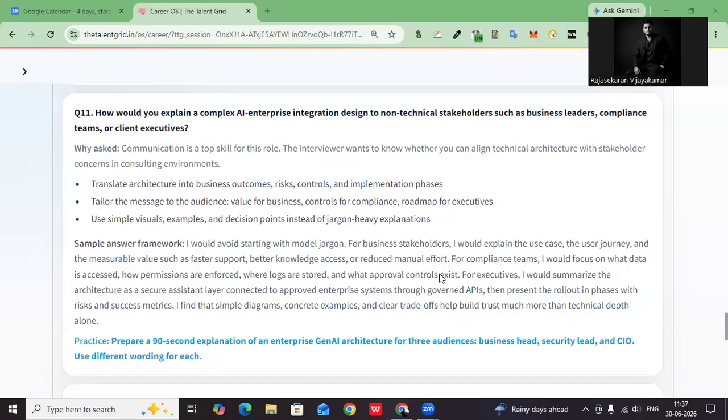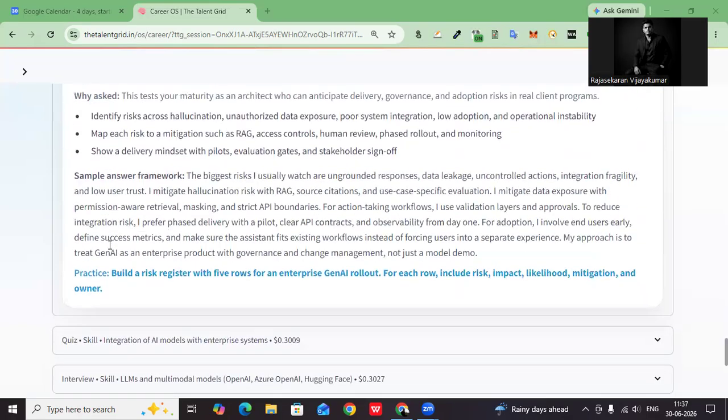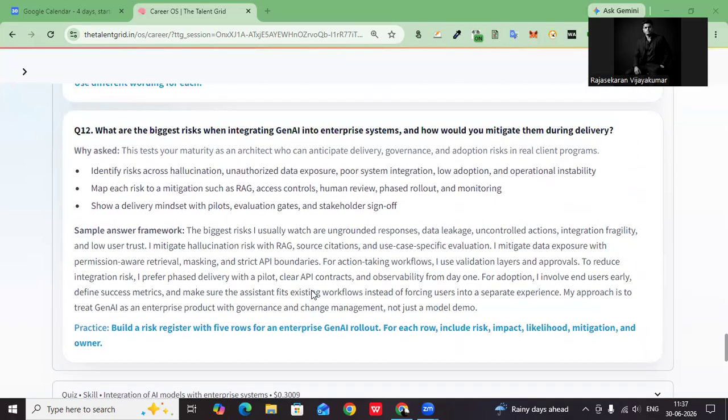Okay. So let's get to the next question. What are the biggest risks when integrating GenAI into enterprise systems, and how would you mitigate them during delivery?